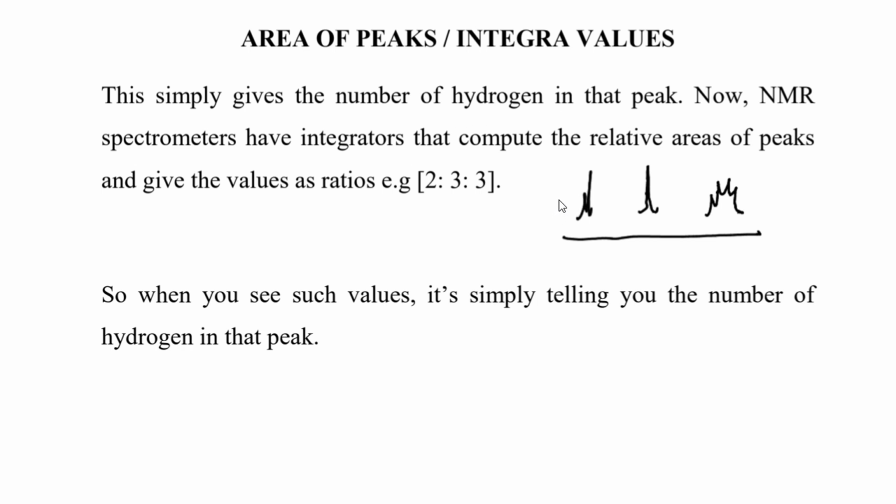So this in most cases will be given to us in form of integral values like this, like a ratio. But in reality, the machine now has an integrator that computes this value. So let's say the integrator values are given to be 2:3:3. So this means that there are 2 hydrogens here, there are 3 hydrogens here, and there are 3 hydrogens here. So 2 hydrogen ratio of 3 hydrogen ratio of 3 hydrogen. So when you see such values, it's simply telling you the number of hydrogens in that peak.